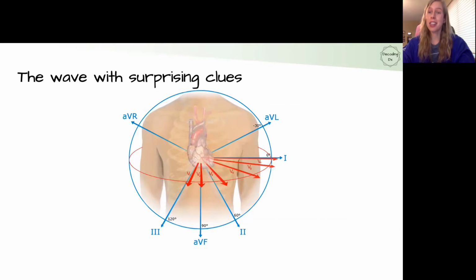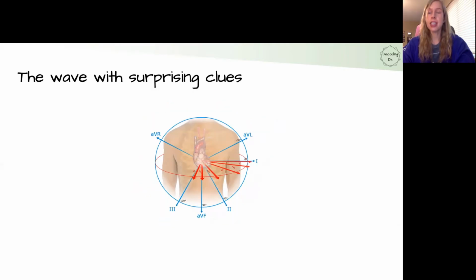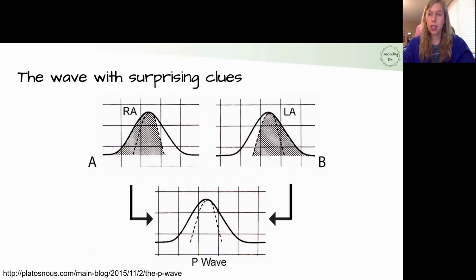Next, we're going to talk about the little P wave that is small but mighty and can give you a lot of clues into what's going on with your patient. Remember the atrial depolarization and the way that different leads will see it. A P wave actually has 2 parts to it. The first part is the right atrium, and the last part is reflective of the left atrium.